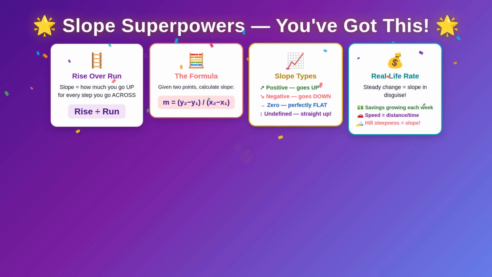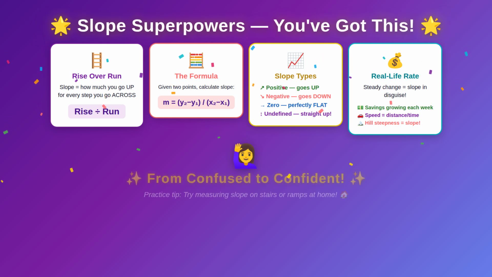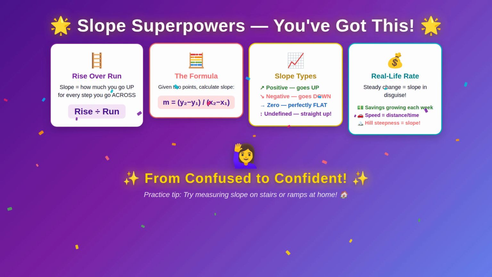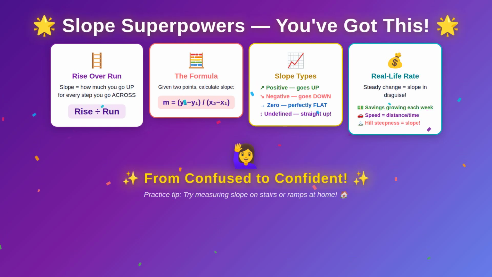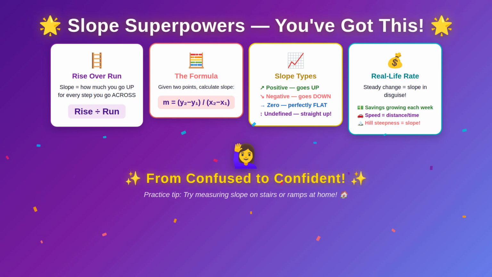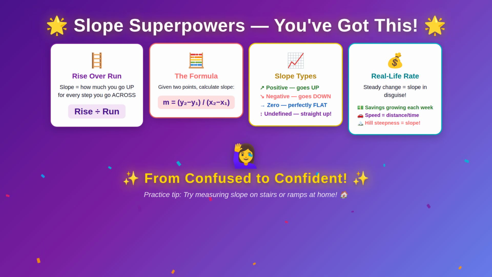Remember when Maya was huffing up that steep hill, totally confused about why some hills are harder than others? Now she knows exactly why. It's all about slope. And so do you. Slope equals rise over run. The formula is m equals y2 minus y1 over x2 minus x1.